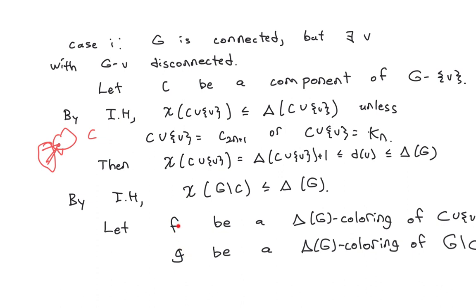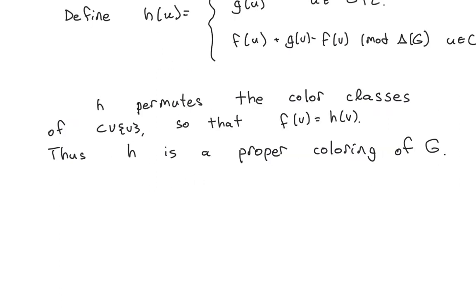Note if these two functions have the same value at the vertex v, then we can combine them together to get a coloring of the entire graph. However, we can't be sure that happens, so what we're going to do is change the coloring.